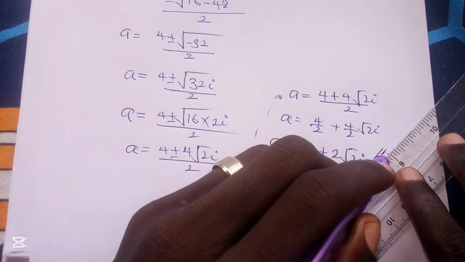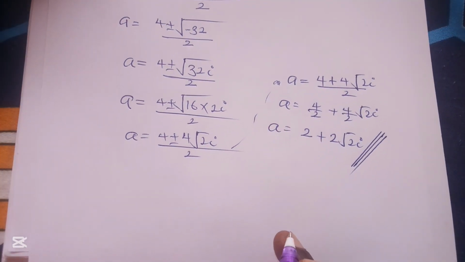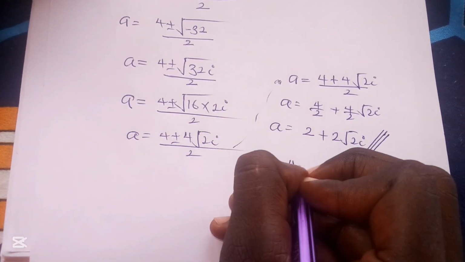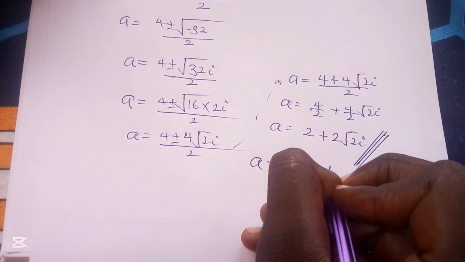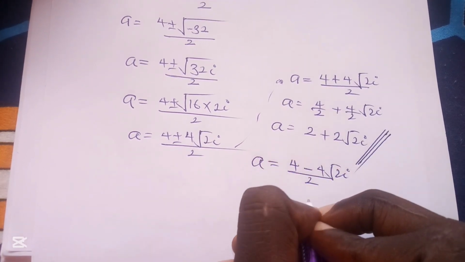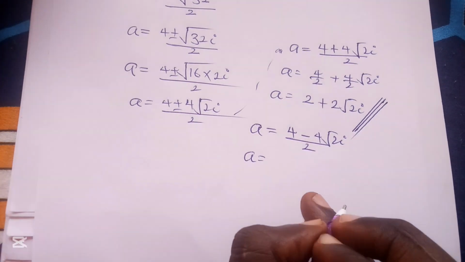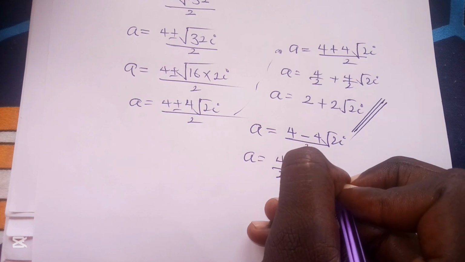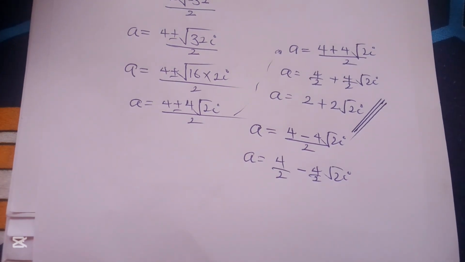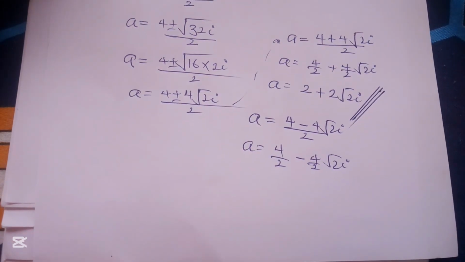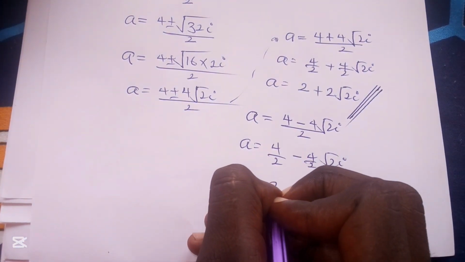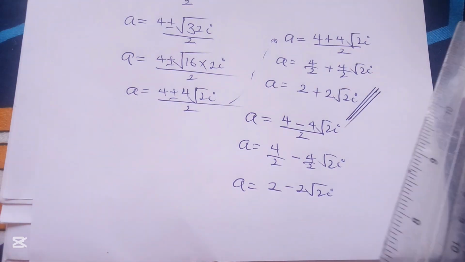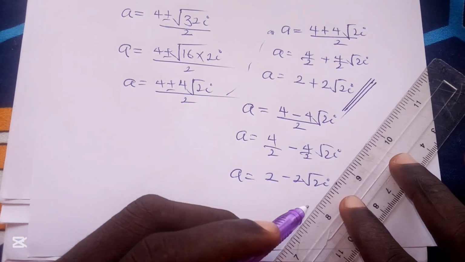Similarly, the other one can also be a equals 4, using the negative sign, 4 minus 4 root 2i. Then we divide everything by 2. Then a becomes 4 divided by 2 minus 4 upon 2 root 2i. So the value of a becomes 2 minus 2 root 2i. Therefore, these are the values of a that we have to find.